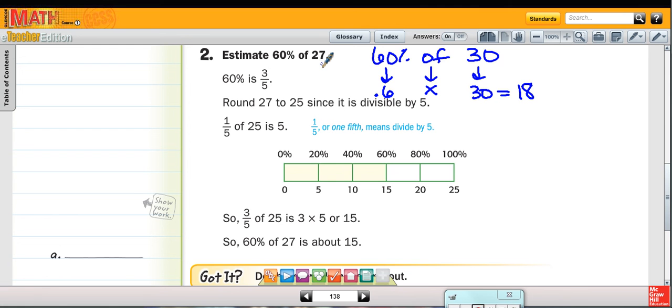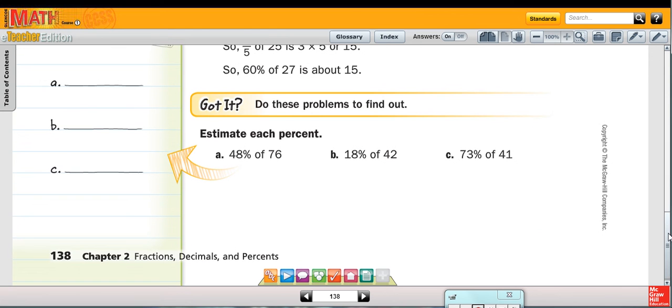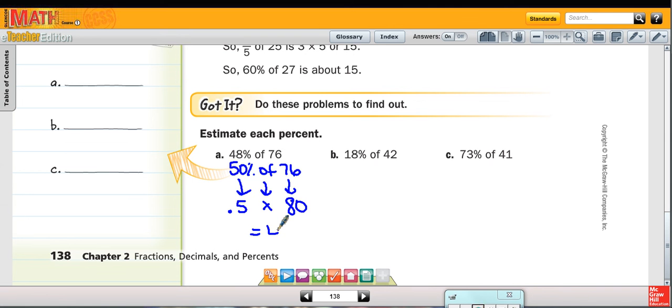Okay, let's try the got it together since we're running a little low on time today. 48% would go to what? Everybody should have pencil in hand. 50% of means to multiply. Okay, so we're going to change 50% to a decimal. So 0.5 times. What are we going to change 76 to? 80. Gives you what? 40.